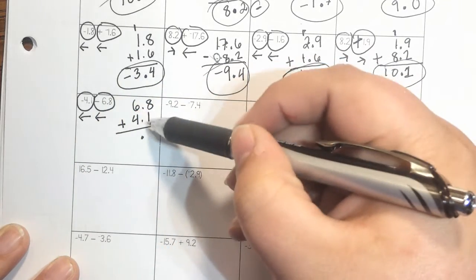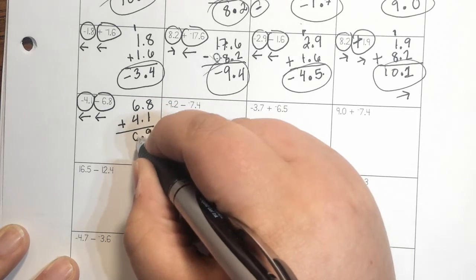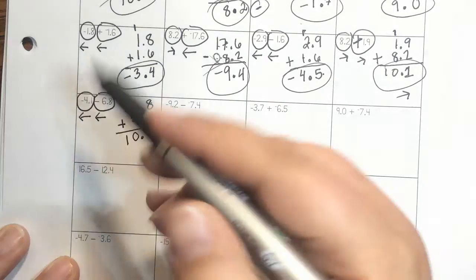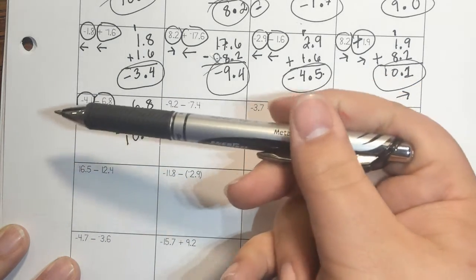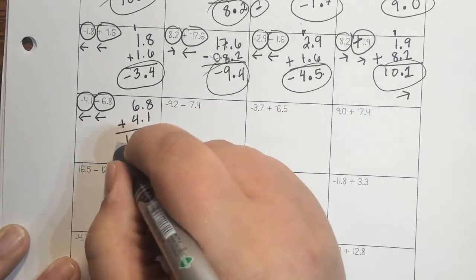I've lined up my decimals. 8 plus 1 is 9. 6 plus 4 is 10. And the direction of both of those were to the left of 0 because they were negative, which means this is also going to be to the left of 0, or negative.